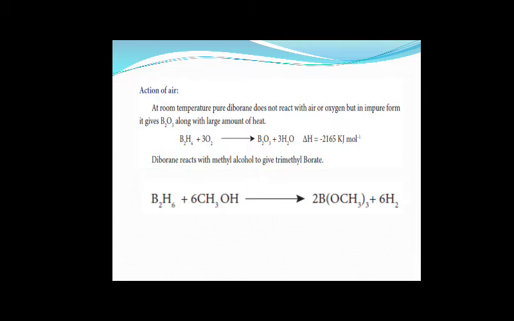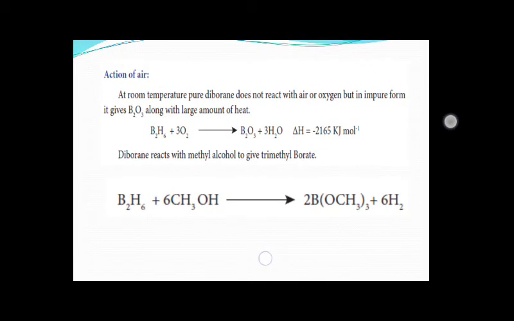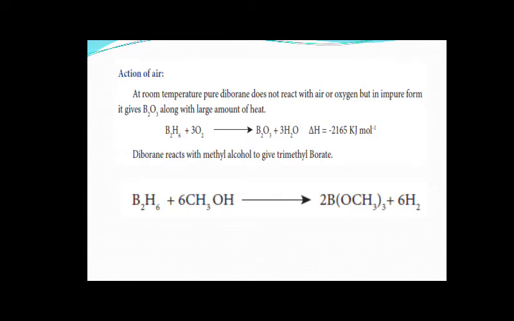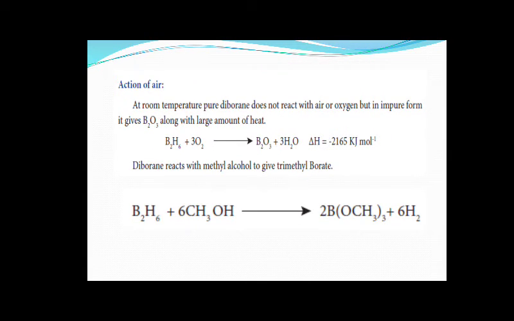Action of air. At room temperature, pure diborane does not react with air or oxygen, but in impure form it gives boron trioxide. So put an important mark for this. B2H6 plus 3O2 gives B2O3 plus 3H2O. So can you see the amount of heat liberated, it should be exothermic, heat is given out. 2165 kilojoule per mole of heat is given out.